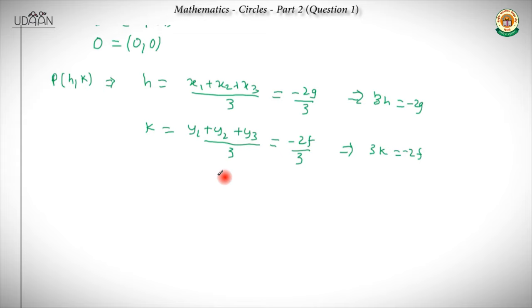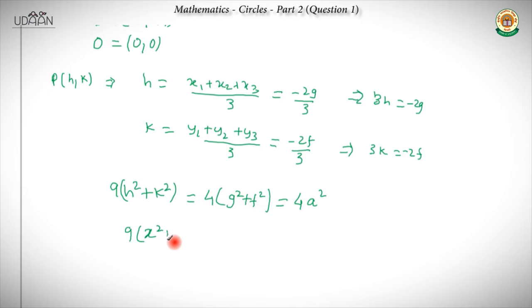Now, squaring and adding the 3h and 3k terms, we have 9 into h square plus k square equals 4 into g square plus f square. But since g square plus f square equals a square, as we have written above, we replace that. The locus of the centroid should be in terms of x and y, so we replace h comma k by x comma y. So we have 9 into x square plus y square equals 4a square. This is our required locus equation.